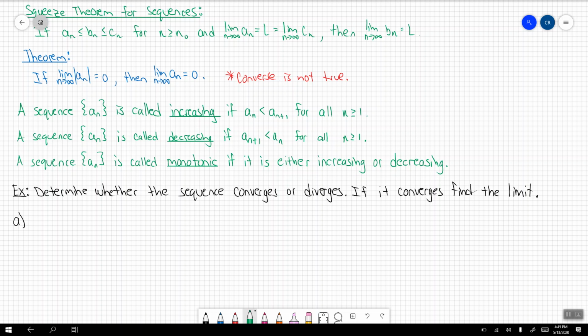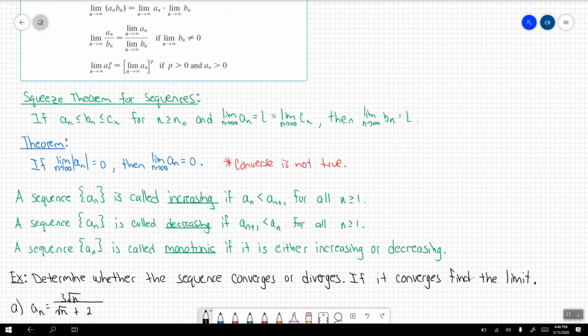Now, the next part. We now want to determine whether the sequence converges or diverges. If it converges, then we must find the limit. And this is going to be for the first part. Part A, we're going to have a sub n, which is going to be 3 times the square root of n divided by the square root of n plus 2. Again, we're going to see whether the sequence converges or diverges.